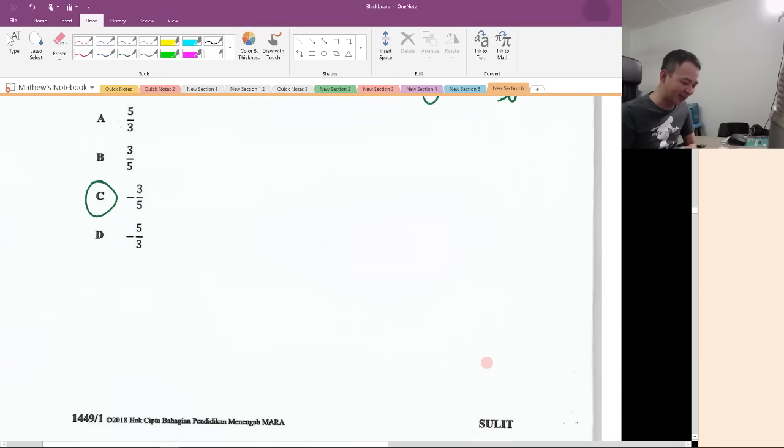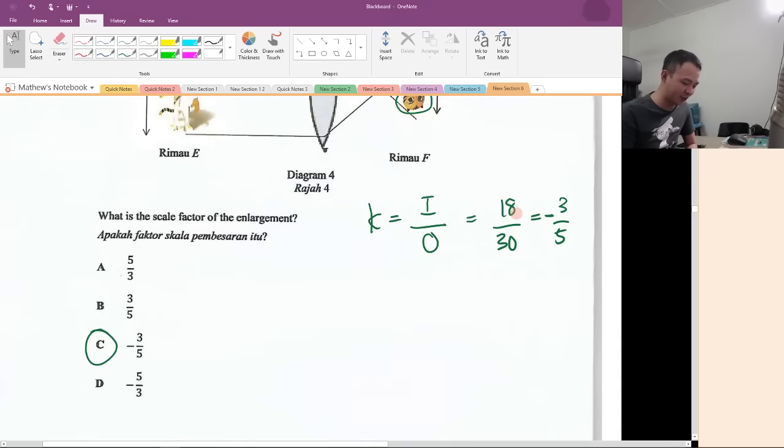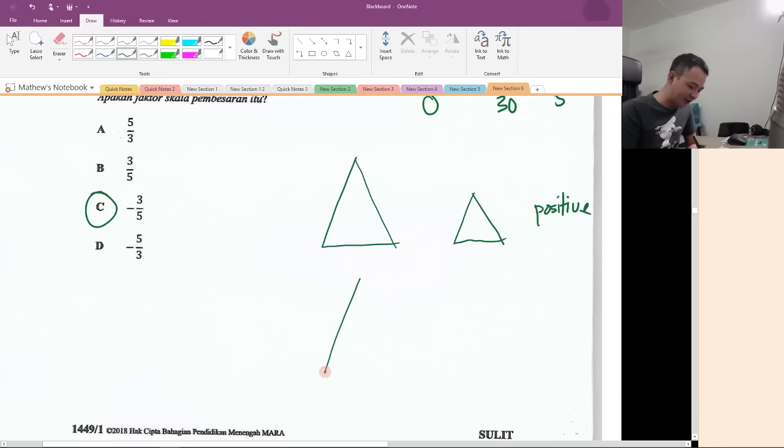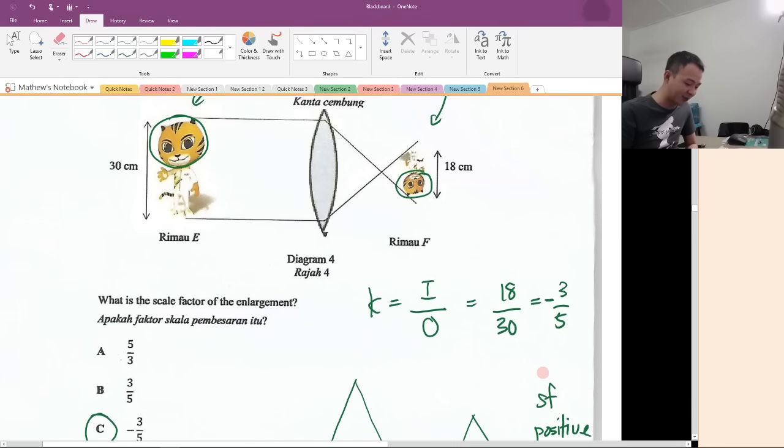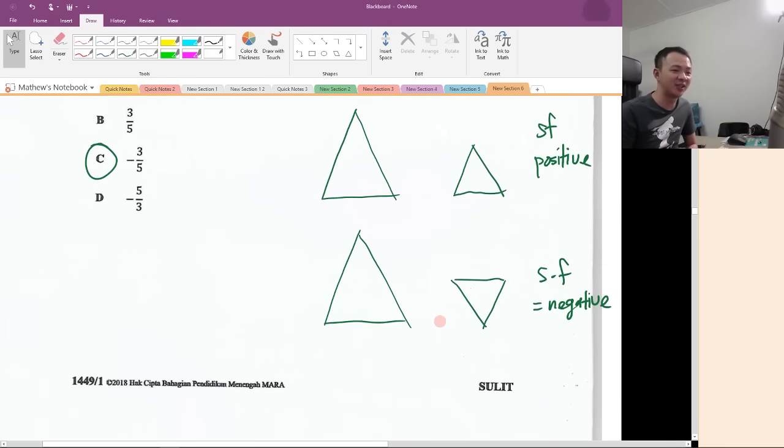Why do we need to put a negative? Because the object is opposite, so you need to put a negative. For example, if this is a triangle and this one goes like this, it is positive, your scale factor will be positive. However, if this one goes like this, then your scale factor should be negative. So you must be very careful about the pattern. You can see the tiger actually looks opposite, right? So therefore, you should have a negative, because the image is inverted.